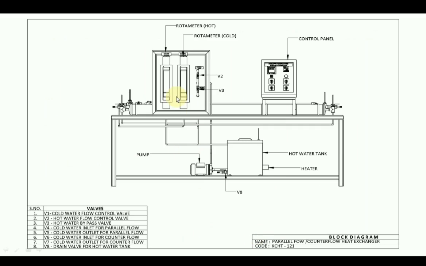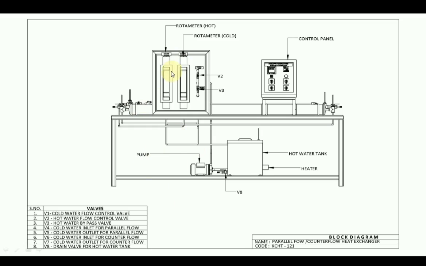Now this is the front view of our setup. Here you can see that at the bottom we have the hot water tank. At the back of it there will be the heater which will heat the water inside it. Now this is the magnetic pump which circulates the hot water through our double pipe heat exchanger. So this is our double pipe heat exchanger. It starts at this end and it will end over here. Now the hot water is circulating through the inside pipe or inside tube of the double pipe heat exchanger, while in the outside pipe there will be the cold water.